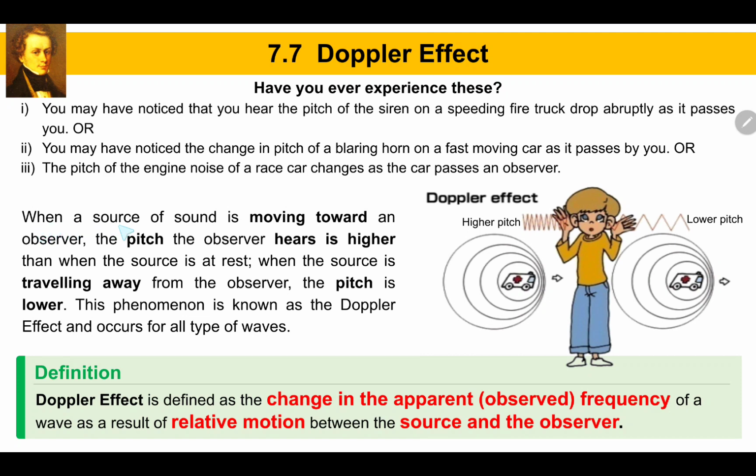So when a source of sound is moving towards an observer, imagine an ambulance moving towards you as the observer, the pitch the observer hears is higher than when the source is at rest. When the source is travelling away from the observer, the pitch is lower. So when the ambulance is moving past you, the pitch is lower. This phenomenon is known as the Doppler effect and occurs for all types of waves.